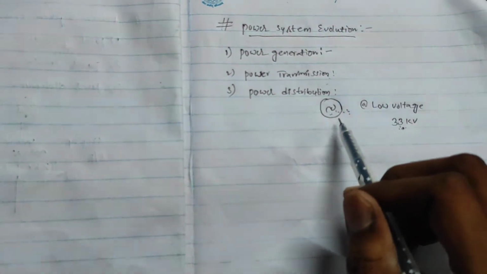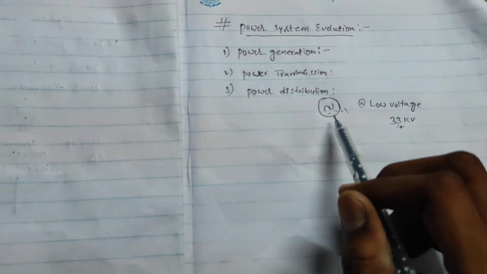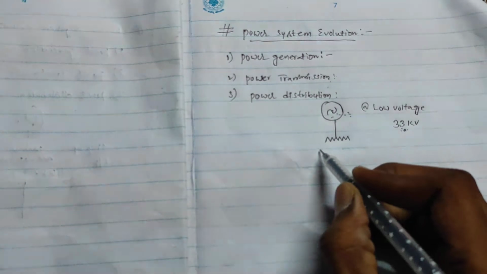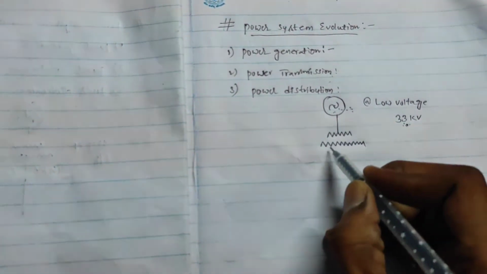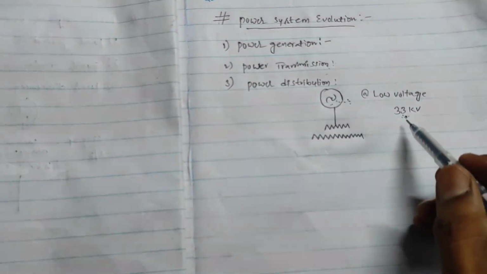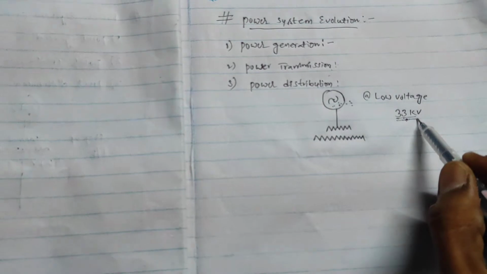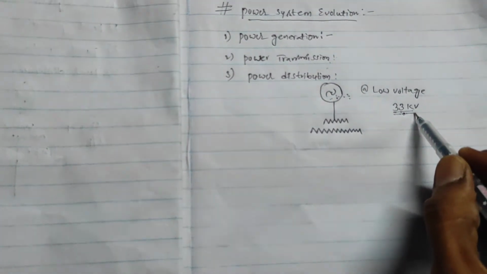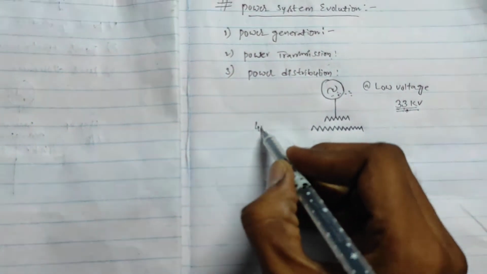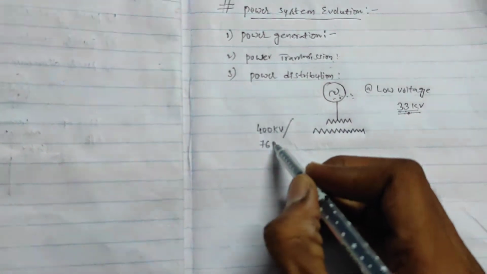And here at the generating station itself, we have a step up transformer, which can step up the power which we are generating at this station at low voltage to very high voltage, and that high voltage may be 400 kV or even more, 765 kV also.